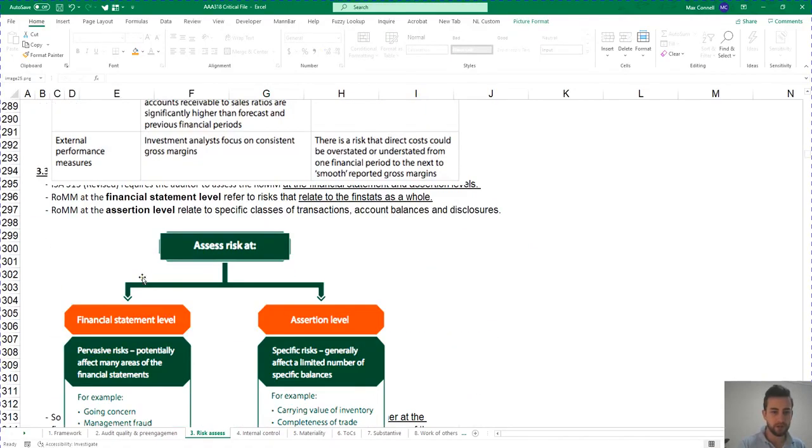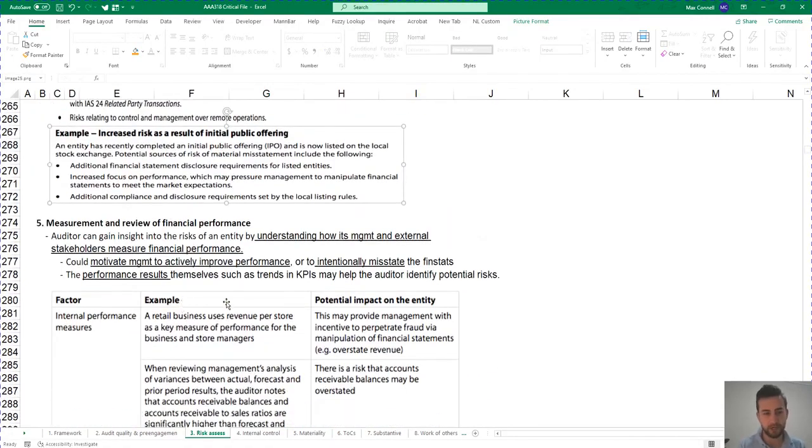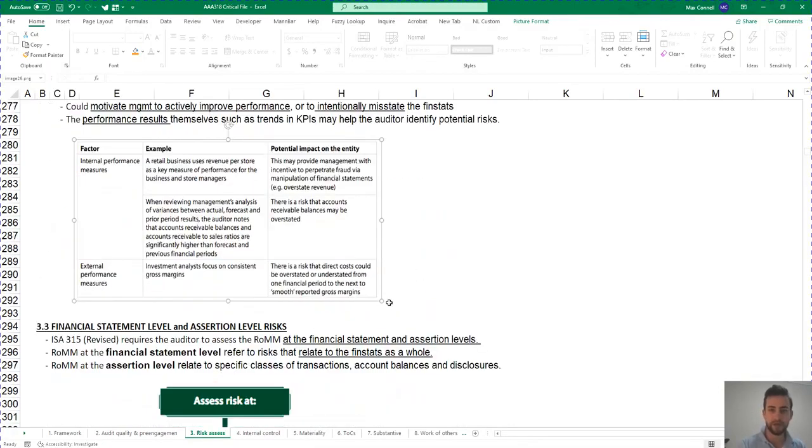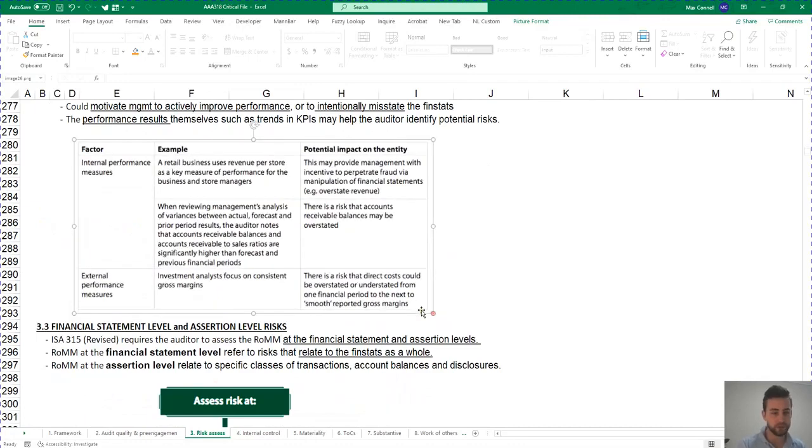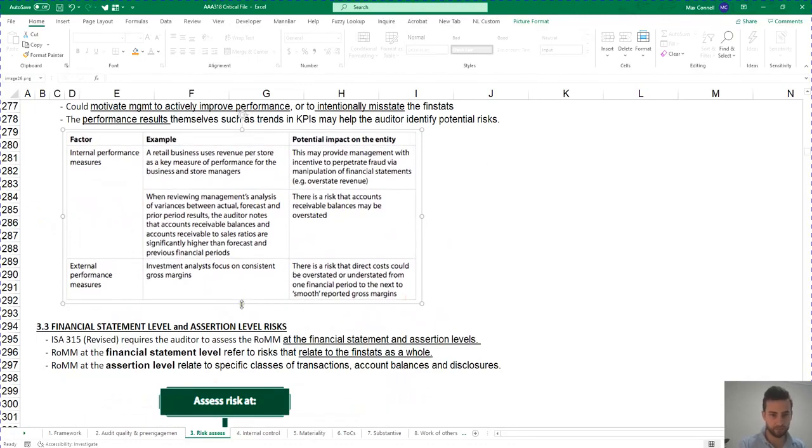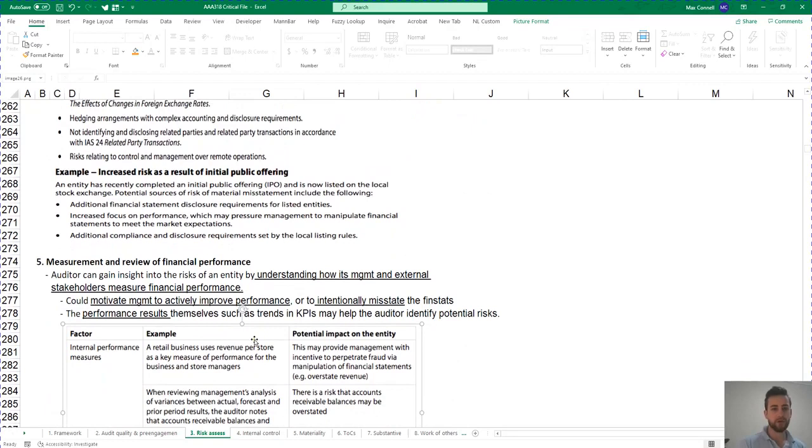Then finally is measurement and review of financial performance. We mentioned before about looking at financial information, doing some analytics to understand how the business is trending and how that correlates to what the assertions management have been making. For example, financial performance could motivate management to actively improve performance or to intentionally misstate the financial statements. The performance results themselves, such as trends in KPIs, may help the auditor identify potential risks.